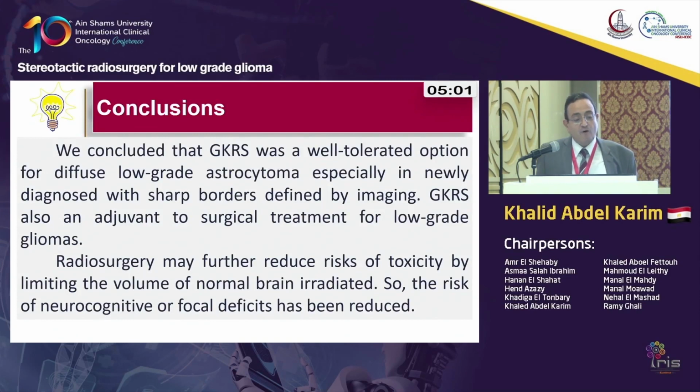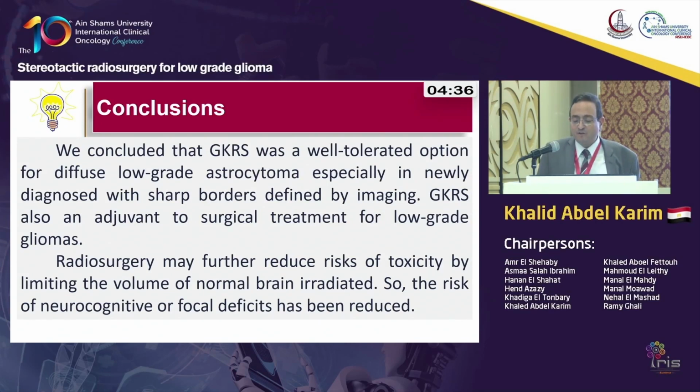So our conclusions: we concluded that gamma knife radiosurgery was a well-tolerated option for diffuse low-grade astrocytoma, especially in newly diagnosed patients with sharp borders delineated, defined by imaging. Gamma knife radiosurgery is also an adjuvant to surgical treatment for low-grade glioma. It can be used in this context.